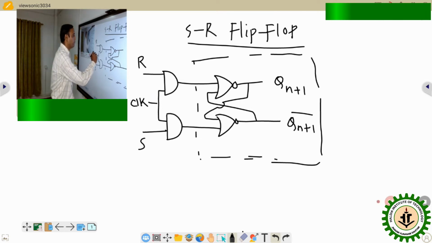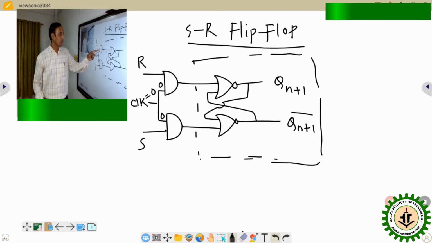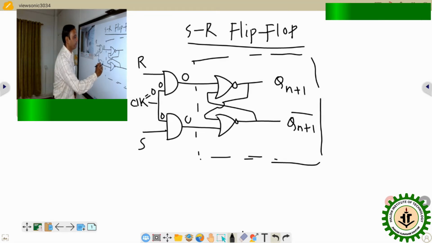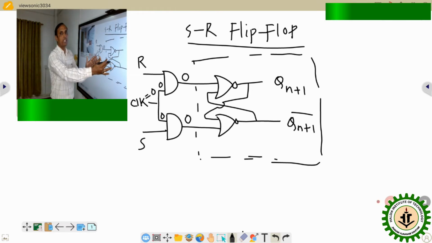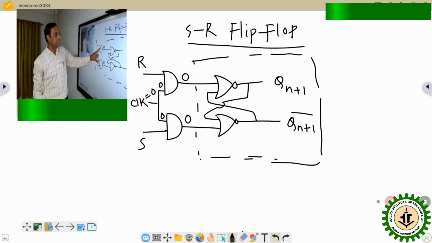So if the clock value is 0, that means this particular input is 0 and this particular input is 0. Now if one input of this AND gate is 0 and one input of this second AND gate is 0, what will be the output? According to the characteristics of the AND gate, the output will be 0. And I already told you that this portion is totally the same as the SR latch. That means these two inputs are 0 0, which in the SR latch means R equals 0 and S equals 0, so the output will remain unchanged. That means the hold condition.